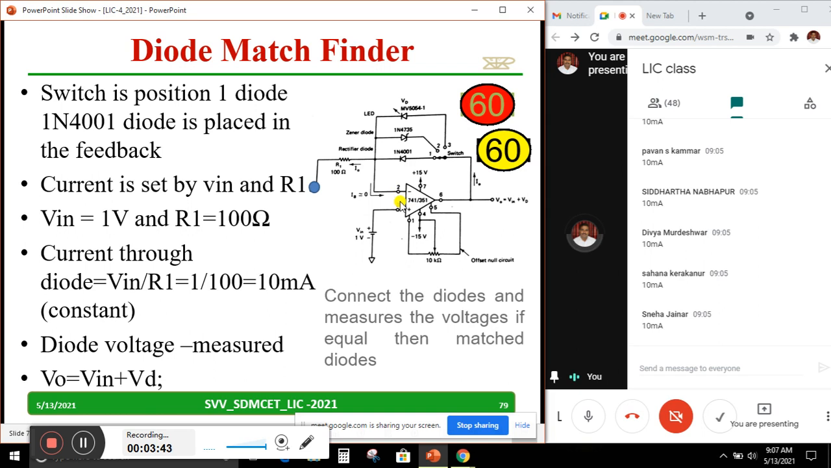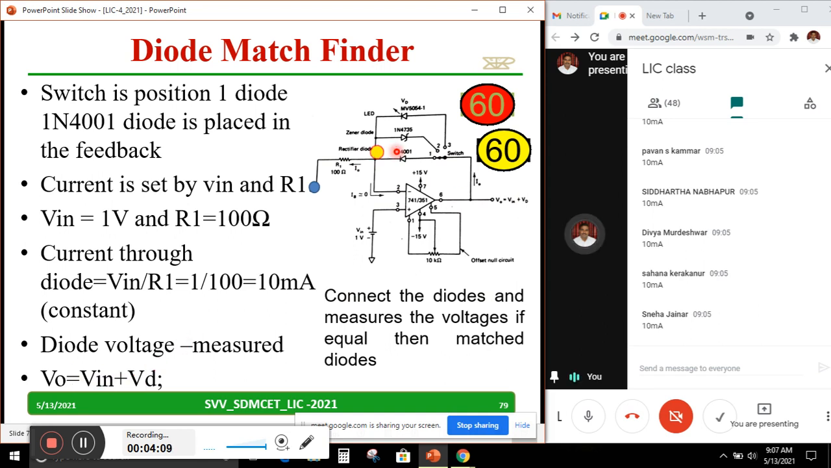What I am doing, I am connecting diodes one by one here. Say I want 4 same diodes. Not physically, look, the parameter I am checking. So the same current is flowing. First diode I will connect. I will measure the voltage. V naught equals the voltage drop across this plus the voltage across the diode. Total will be Vin plus Vd. Vin is the same. I am not changing.